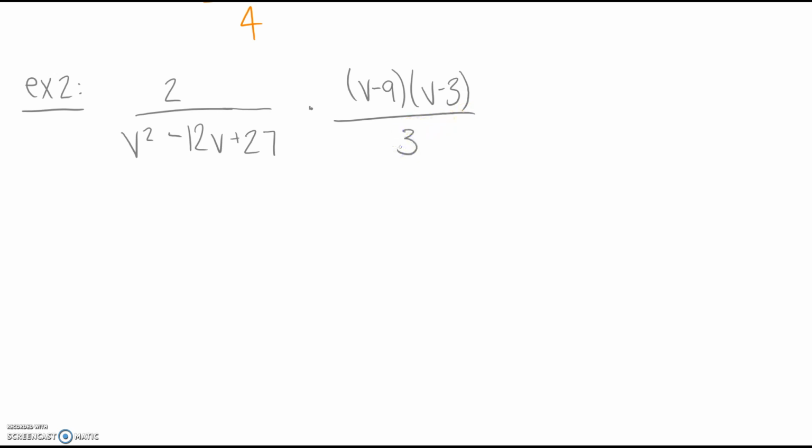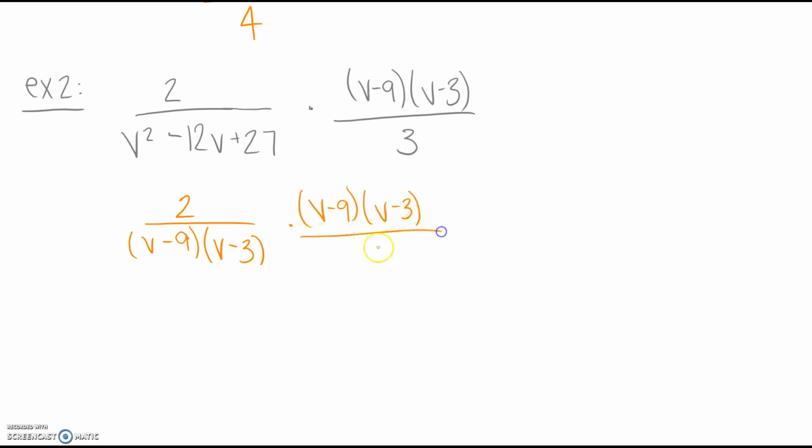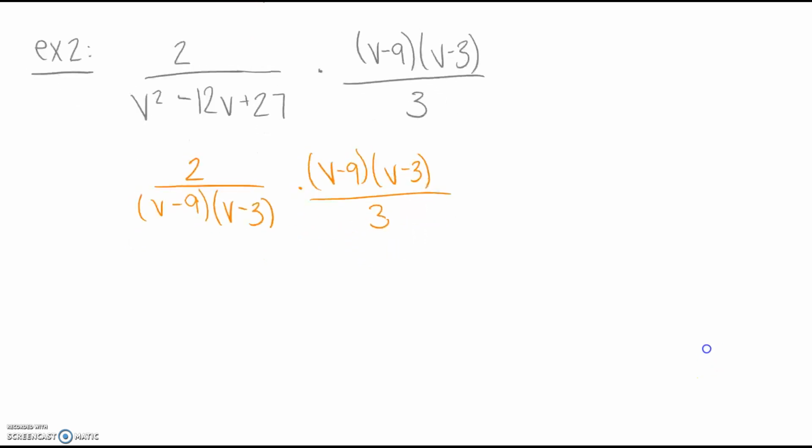So for this one we can't really simplify just yet. We need to factor the denominator of our left expression. So 2 over, this factors to be v minus 9 times v minus 3. So when I said earlier, I meant you're going to combine these so they're all over one fraction, so you can just cancel. These will simplify to be 1, and these will simplify to be 1. So then I am just left with 2/3. That's my final answer.